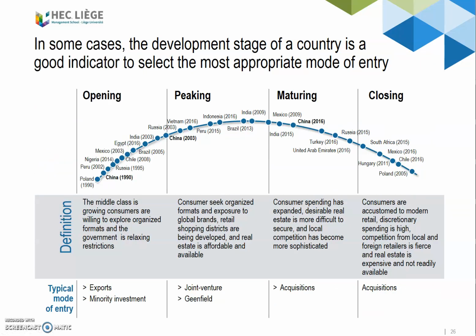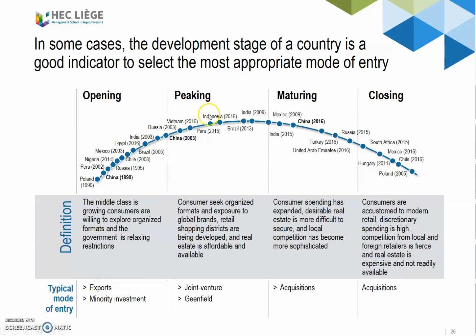In some cases, the development stage of a country is a good indicator to select the most appropriate mode of entry. So take a country that is opening. For example, it was China in the 90s. It's obviously not the case anymore, but 30 years ago when China was opening, you saw that the middle class was growing. They were willing to consume differently, but okay, it was quite uncertain. So at that time, you would have probably selected the export, right?